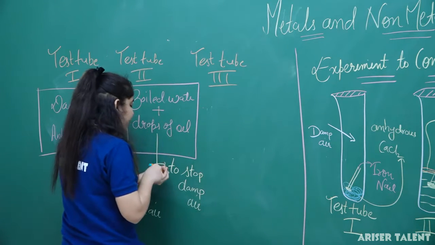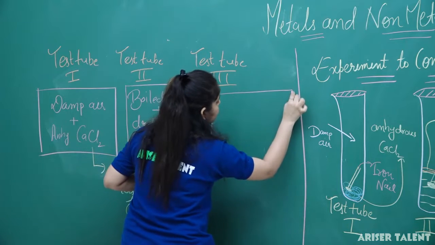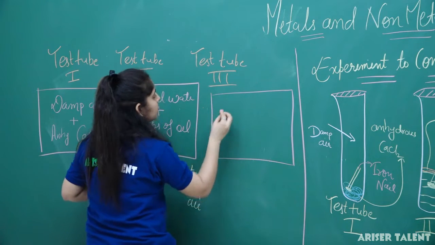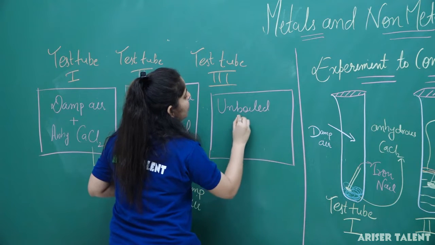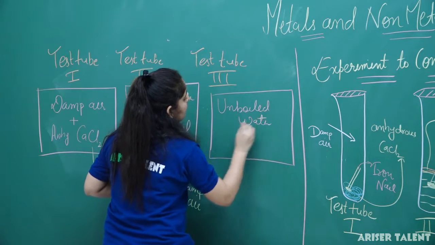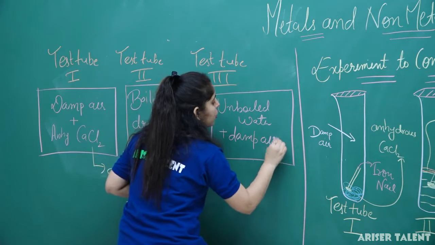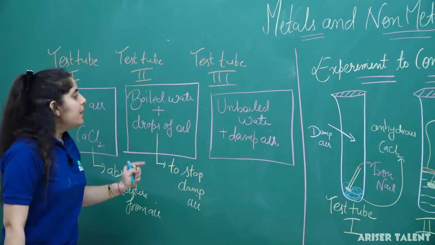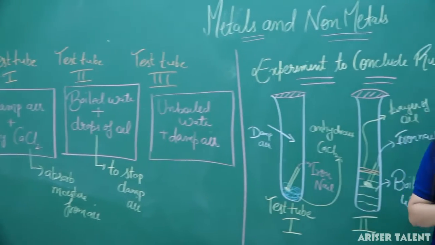So, what we have taken in test tube number 3? Unboiled water plus damp air that is already present in the tube. Now, this will be the complete experimental setup for all the 3 test tubes.